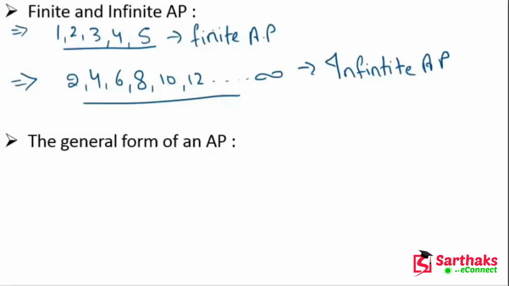So now let's move on. The general form of an AP. What is the general form of an AP? So my dear friends, let's suppose we have an AP A1, comma, A2, comma, A3, comma, A4 and so on.